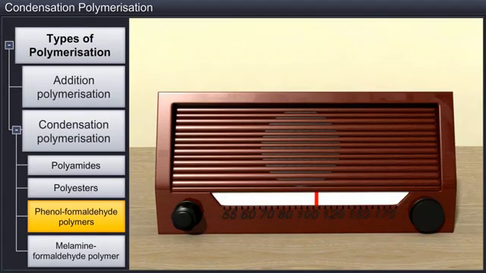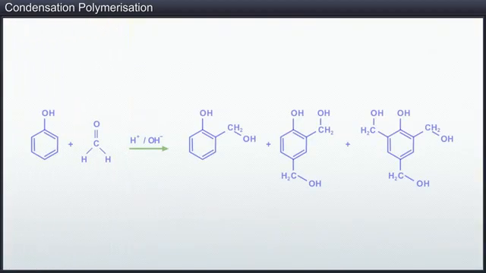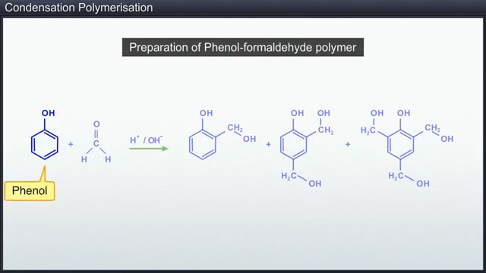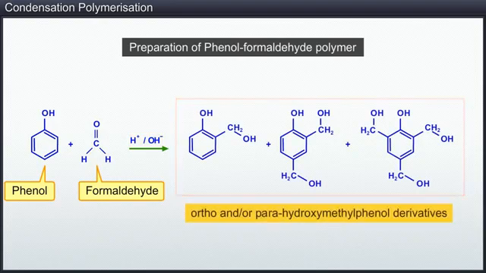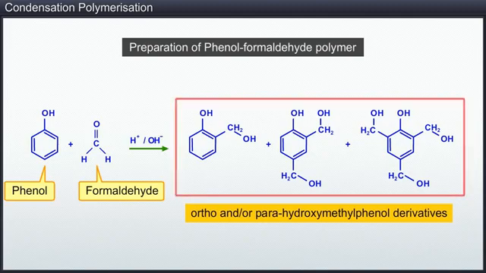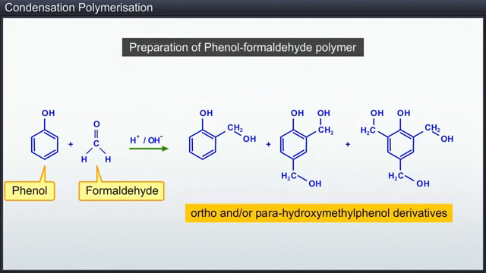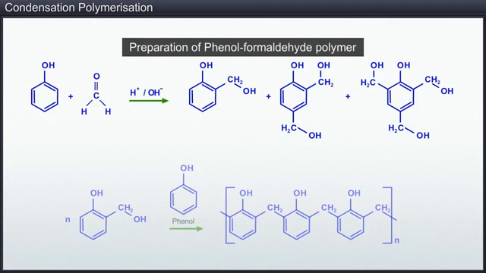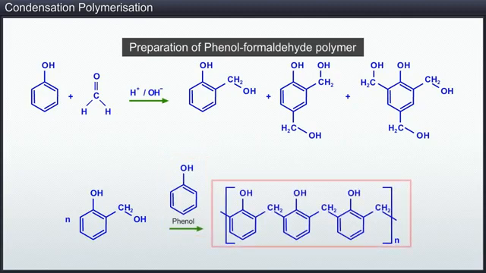Phenol formaldehyde polymers are another important group of condensation polymers. The first step to produce a phenol formaldehyde polymer is the condensation reaction of phenol with formaldehyde in the presence of an acid or a base catalyst. This results in the formation of ortho and/or para hydroxymethylphenol as shown in the equation. In the subsequent steps, the hydroxymethylphenol derivatives react further with phenols to form polymers with rings joined by CH2 groups.